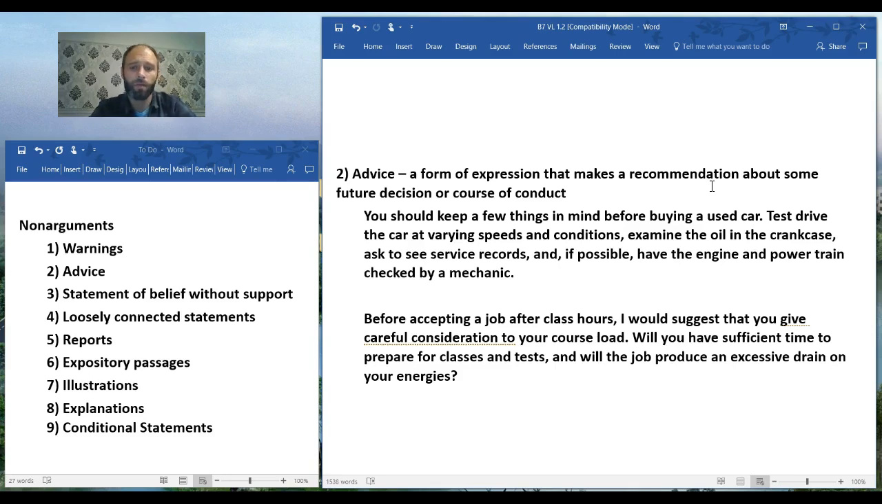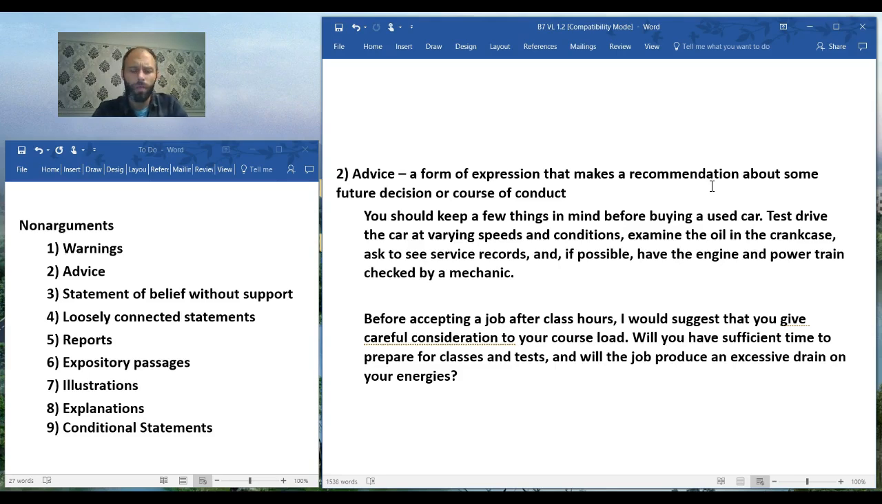Test drive the car at varying speeds and conditions, examine the oil in the crankcase, ask to see service records, and if possible, have the engine and powertrain checked by a mechanic. So here we have only one statement. You should keep a few things in mind before buying a used car. Again, we need at least two statements to be an argument.